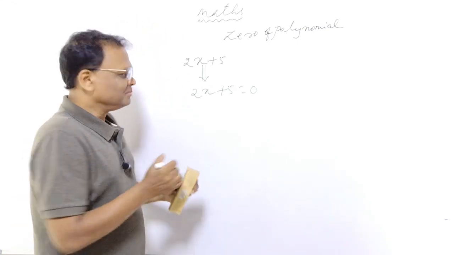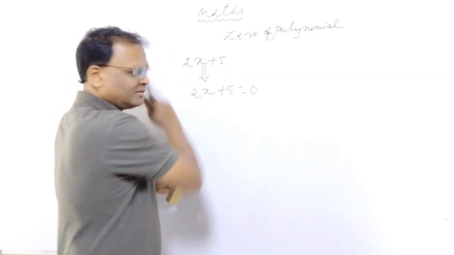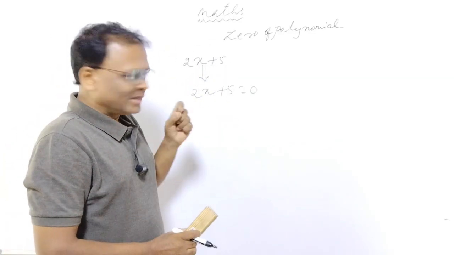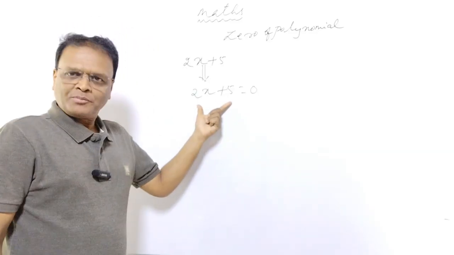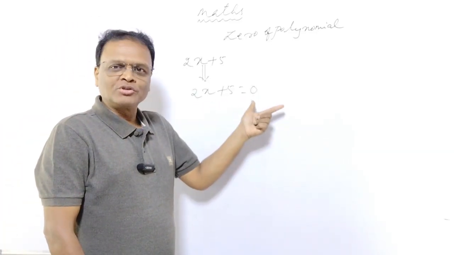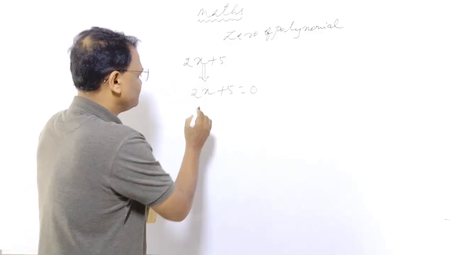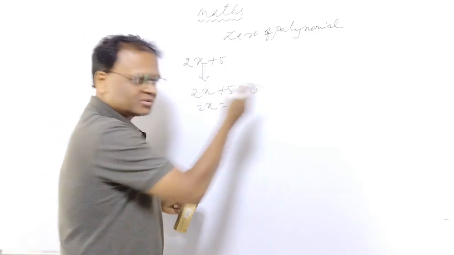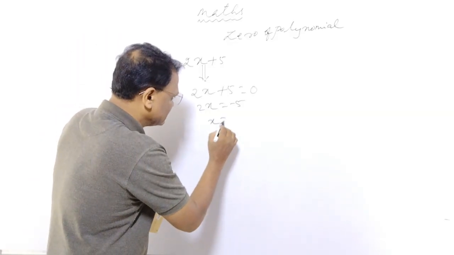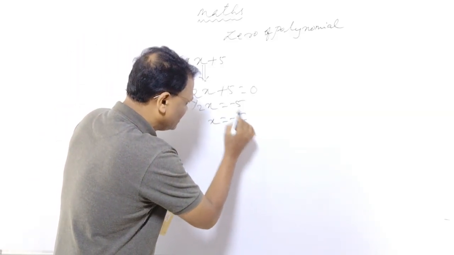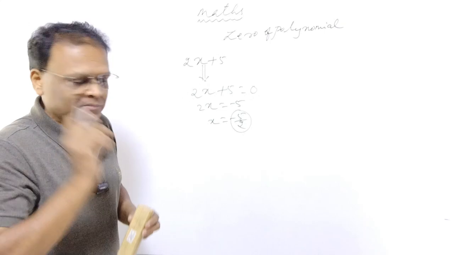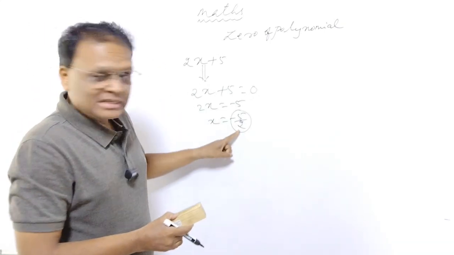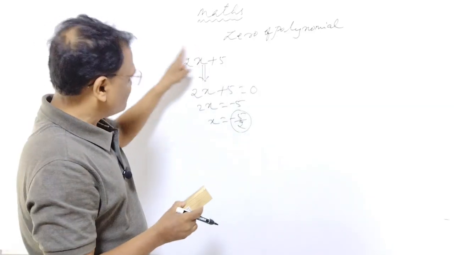Now let's find it here. This is the polynomial given and I want to find its 0. So what I do is set the given polynomial equal to 0 and find the value of x. 2x is equal to minus 5, since plus 5 becomes minus 5, so x is equal to minus 5 divided by 2. Now what is the value of x I got? I got x equal to minus 5 by 2. This means minus 5 by 2 is the 0 of this polynomial.